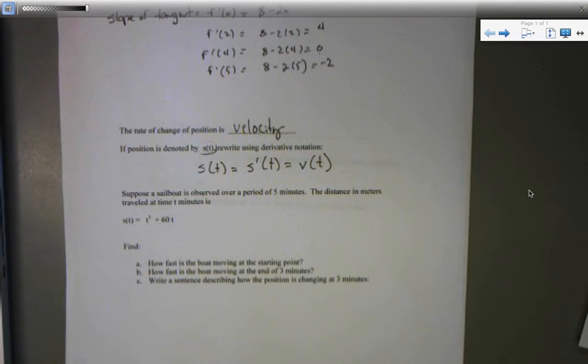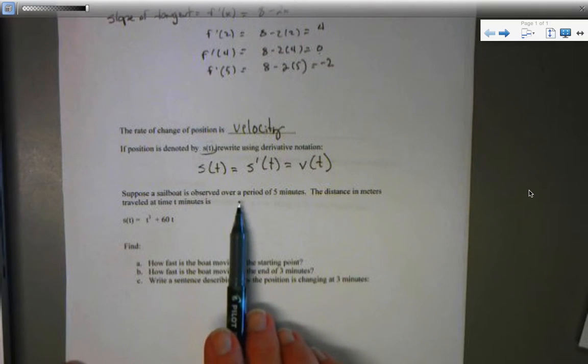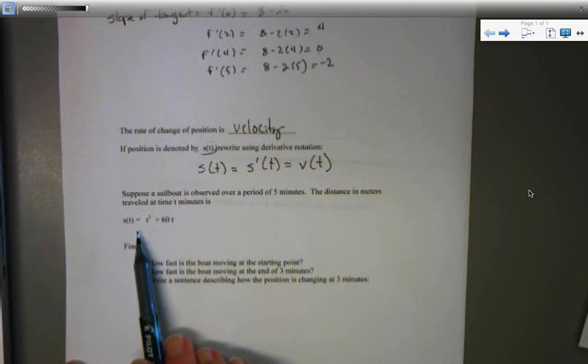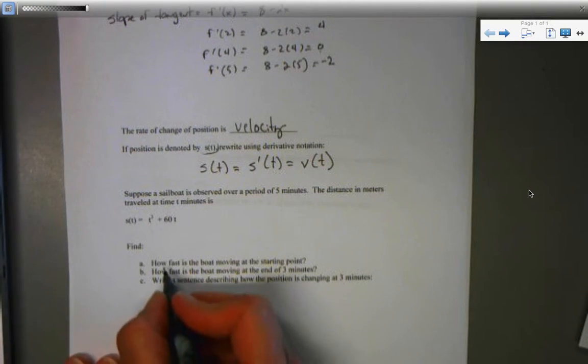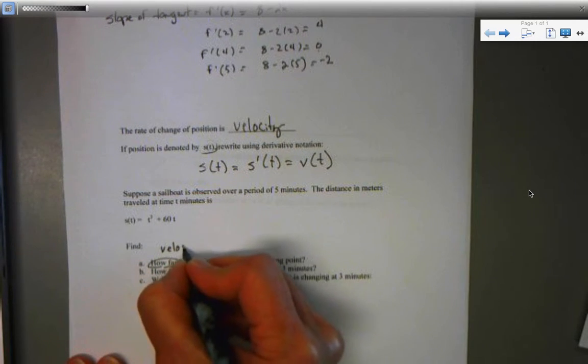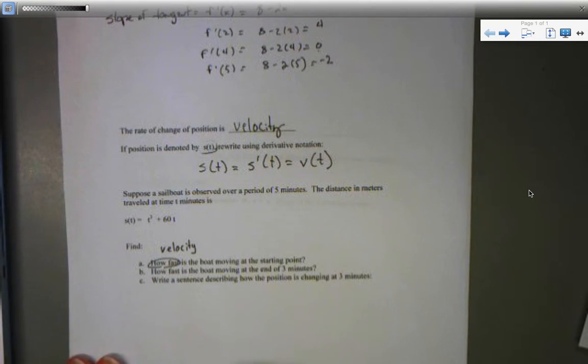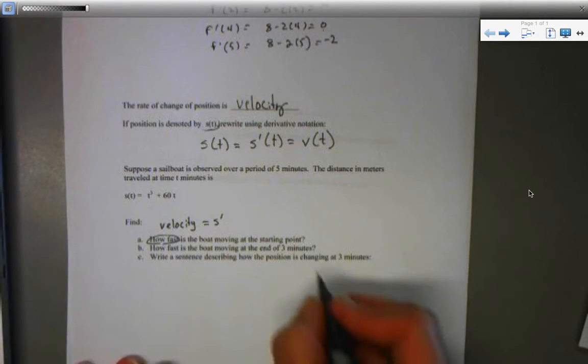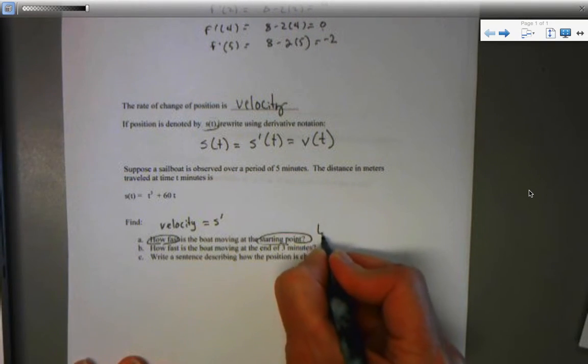So when we work in these problems, we're going to talk about it in terms of what the rate of change is. Suppose a sailboat is observed over a period of 5 minutes. The distance in meters traveled at time t minutes. There's my distance equation. Find how fast. How fast means its velocity. All right, so velocity is s prime. Starting point means when t is equal to 0.